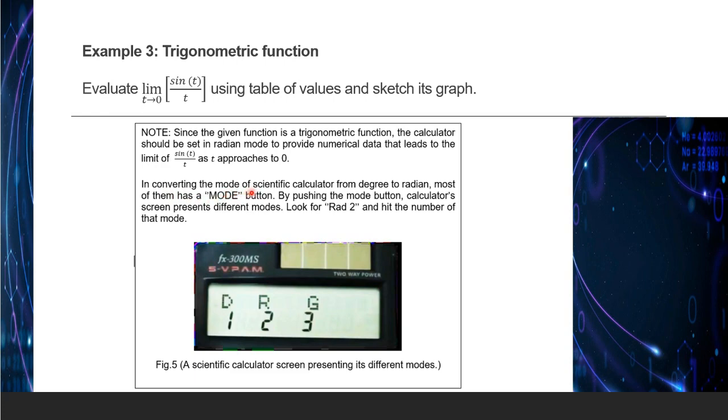In converting the mode of a scientific calculator from degree to radian, most of them have a mode button. So just click the mode button, and the calculator's screen presents different modes. Look for rad, which is 2, and hit the number of that mode. Okay? This one, the rad. Now just hit number 2 on your calculator.